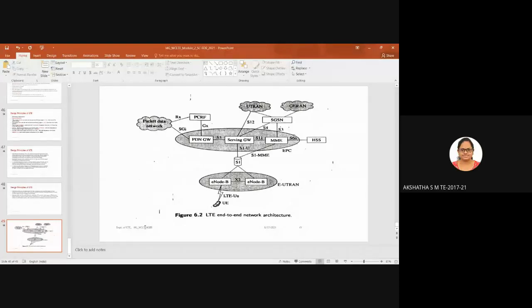Yes, sir. It acts as an interface between the LTE network and packet data networks, and other data networks, sir. Very nice. So it is an interface between the user equipment and the LTE network. PDN, I'm asking.